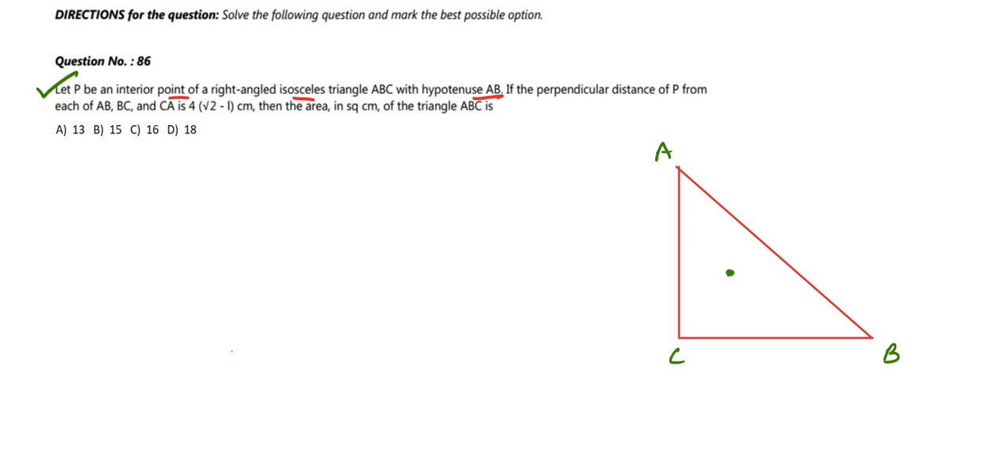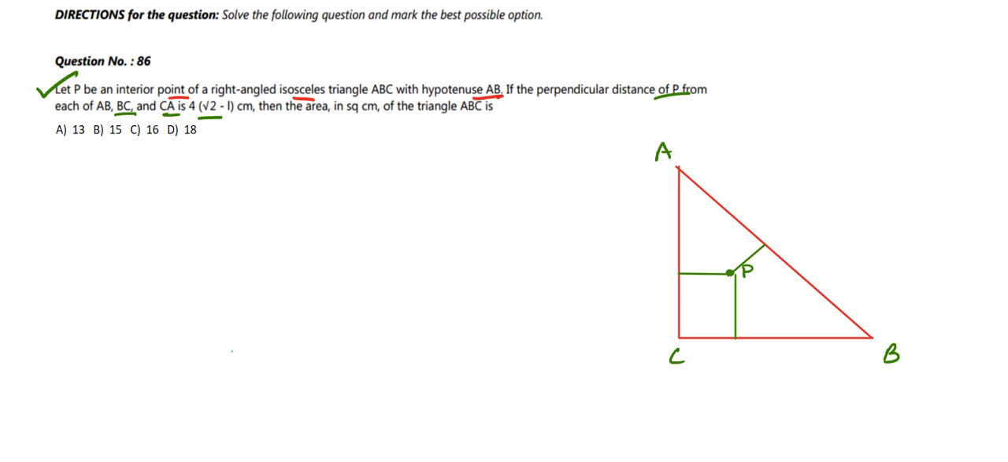So let this point be P. Here we have P, and the perpendicular distance of P from each of AB, BC and CA is 4(√2 − 1) centimeters. So we have been given the distances from P on the sides, perpendicular. This is one distance, another one is here, and the third one is on BC, like this one.